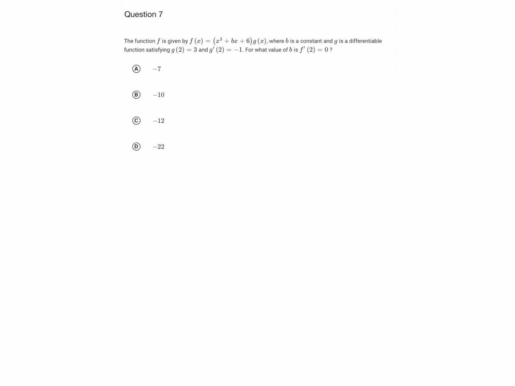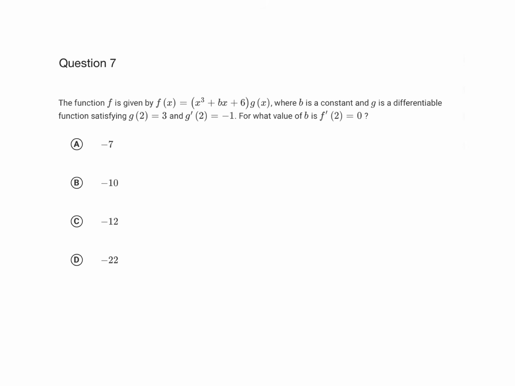Okay, so now we'll do question 7. They say the function f is given by f of x equals x cubed plus bx plus 6 times g of x, where b is a constant and g is a differentiable function satisfying g of 2 equals 3 and g prime of 2 equals negative 1. Again, they ask for what values of b is f prime of 2 equal to 0.